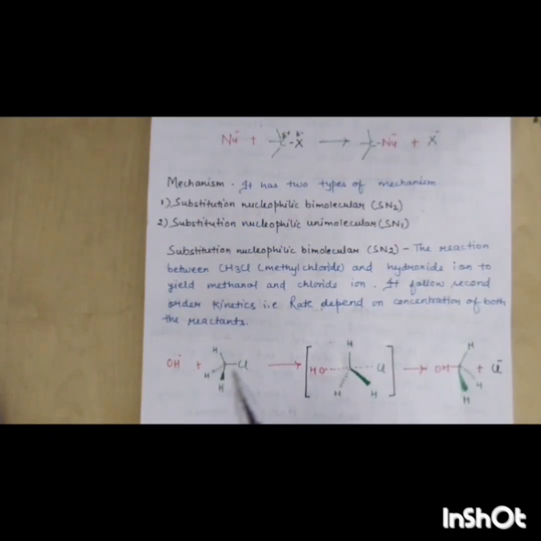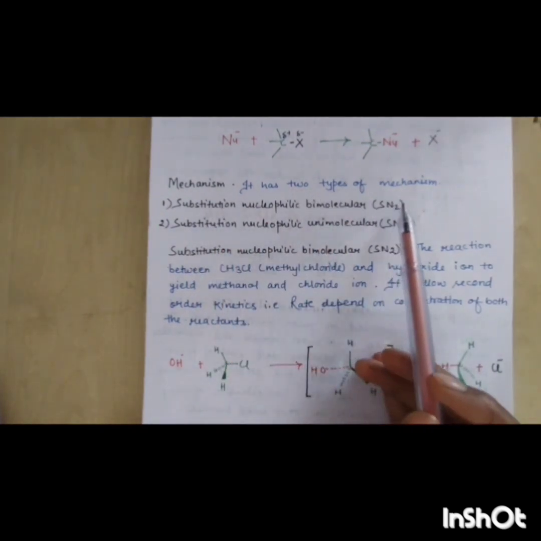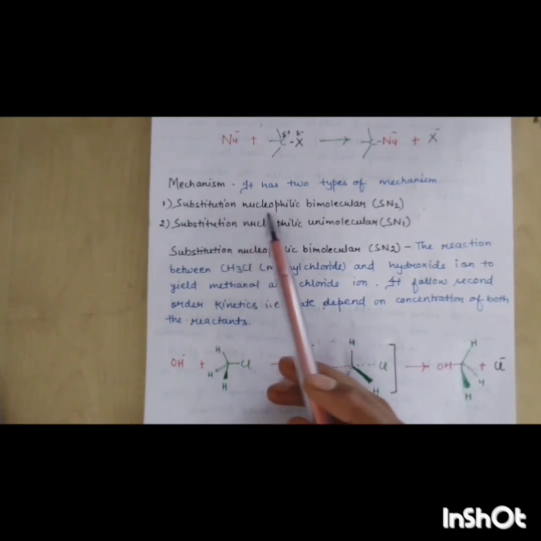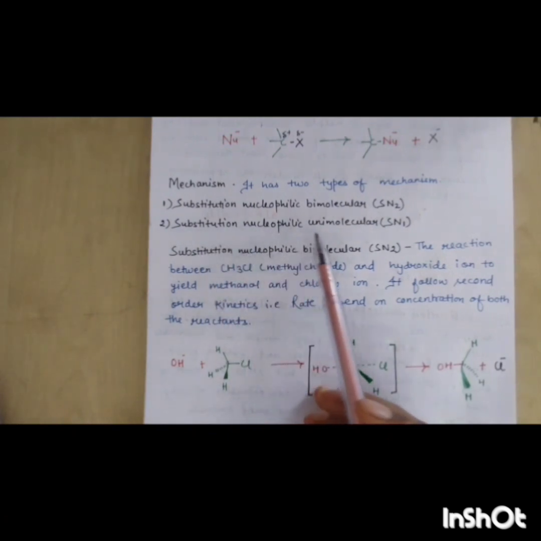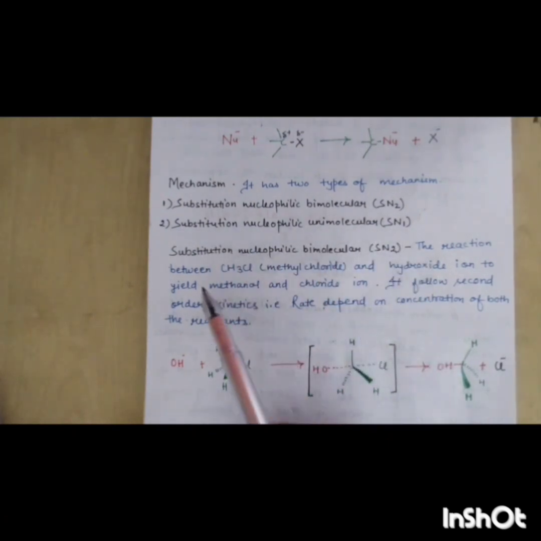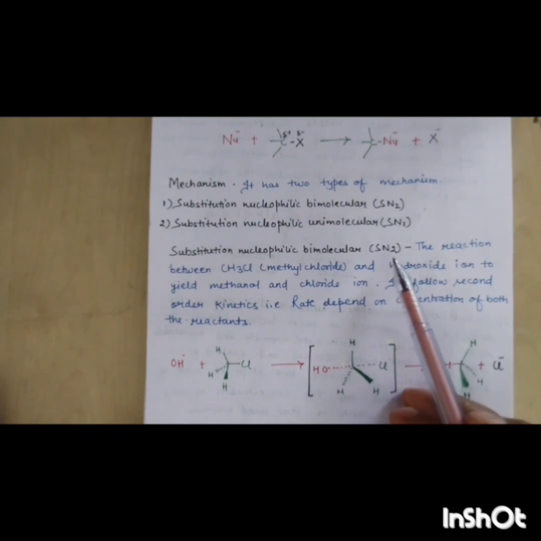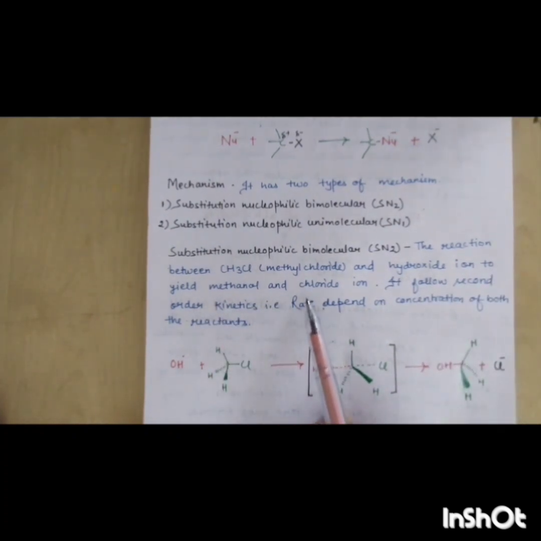Now what is the mechanism behind this? It has two types of mechanism. The first one is substitution nucleophilic bimolecular, and the second one is substitution nucleophilic unimolecular reaction. So we will study first substitution nucleophilic bimolecular, which is also called SN2. The reaction between methyl chloride and hydroxide ion yields methanol and chloride ion.